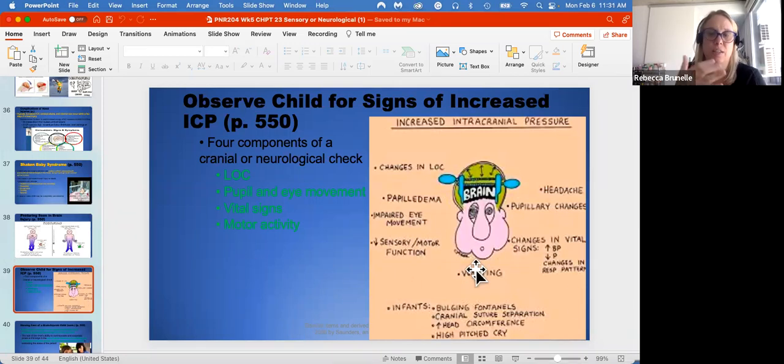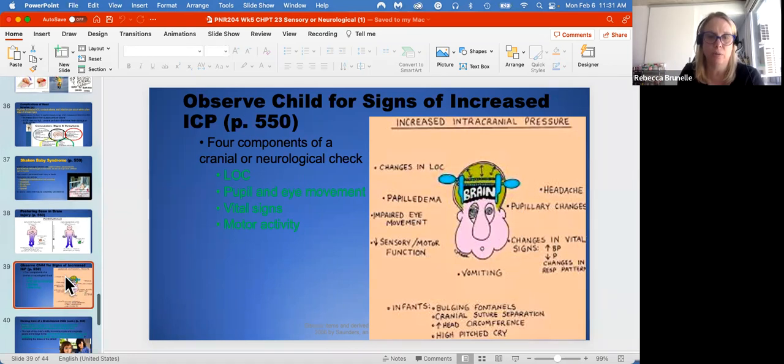Other things that you can see are vomiting, papilledema, which is some blood that you can see when you're looking in the eye, severe headaches, and changes in their level of consciousness. But in terms of the vital sign monitoring, this is your Cushing's triad over here.